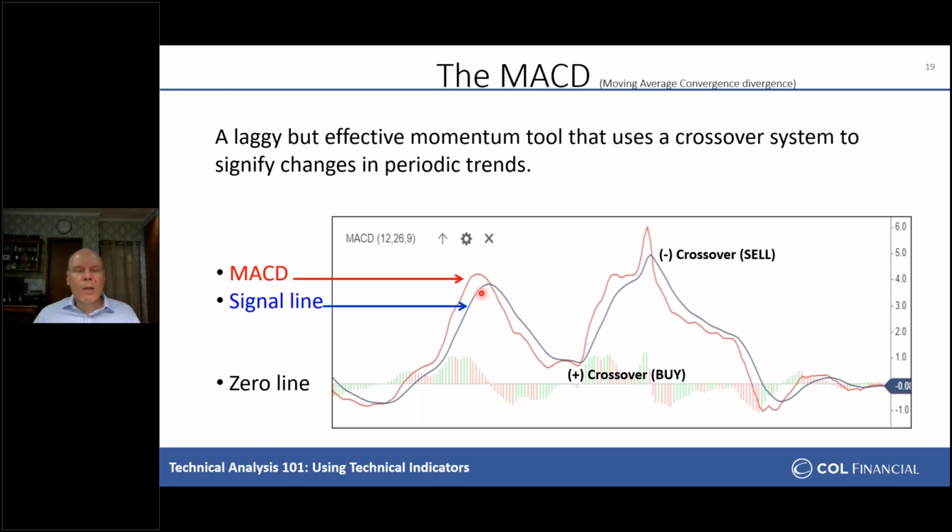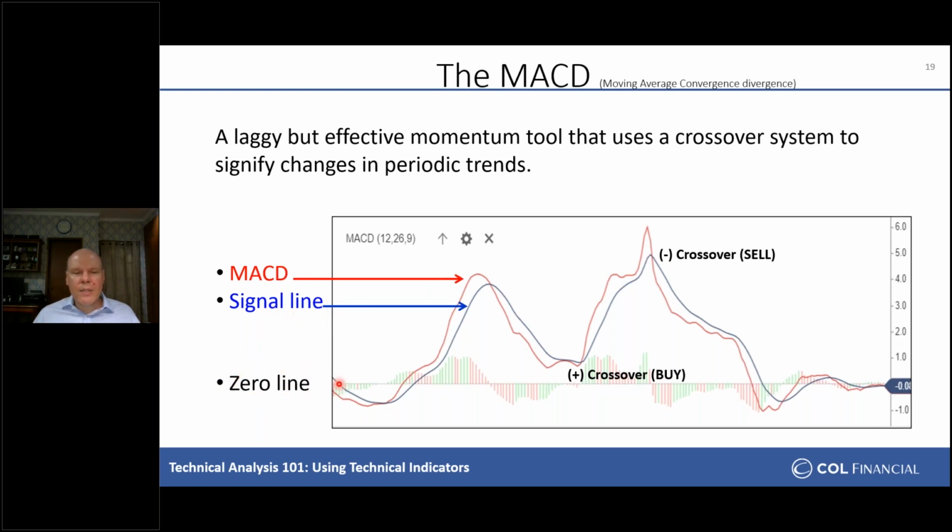This signal line is actually just a moving average of the MACD. And that's a reason why it trails the MACD, because you're getting an average price of the MACD computation. Now, there's a third line here called the zero line. And I'll talk about these three lines and how to use them together.